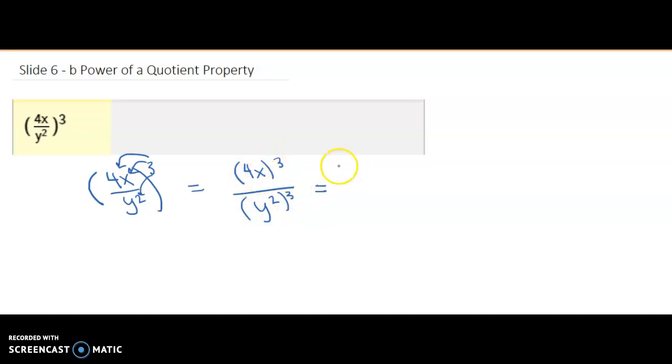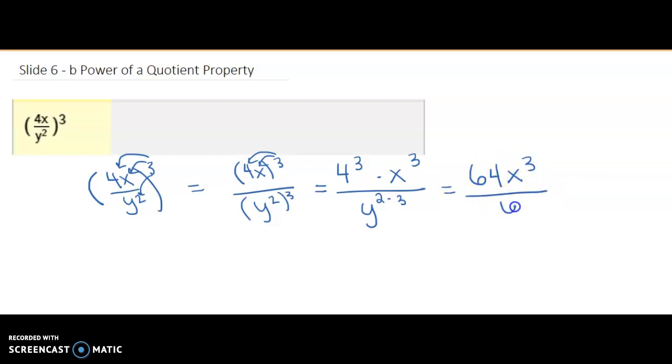And if we just look at the numerator here, this is the same thing as saying 4 to the third times x to the third, because this 3 goes to both of these, over y squared to the third, so that'd just be y to the 2 times 3. All right, 4 to the third power is just 4 times 4 times 4, remember, which is 64. And then we just have x to the third over 2 times 3 is 6, so y to the 6th. This would be your answer to this.